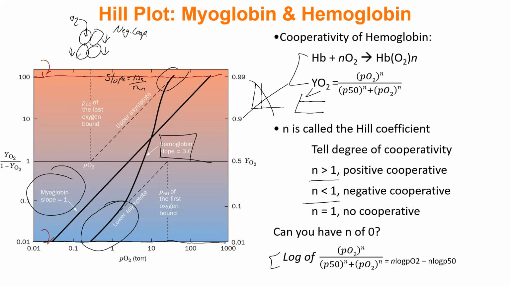So my answer for this is technically yes, but practically no. You could have an N of 0, but that's not useful. Nobody would ever comment on that, if that makes sense. So I guess I would say both yes and no. Yes in the technical sense, no in the practical sense. But yeah, any questions about the Hill plot or Hill coefficients or anything up to this point at all?